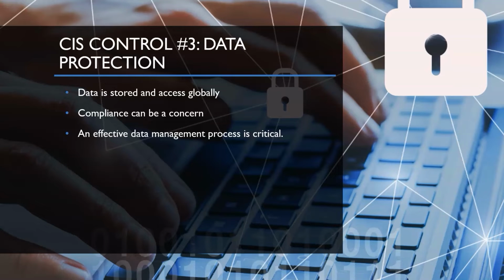CIS control number 3 is data protection. So these days, an organization's data is not contained in a single location. So it's not just on the enterprise network. Data is stored in a variety of places. It's accessed in a variety of places. Places like cloud environments, mobile devices, even users accessing the data from home, as we'd seen during pandemics. And then also data is shared and stored with third parties. And so they may actually store or access that data from literally anywhere in the world.